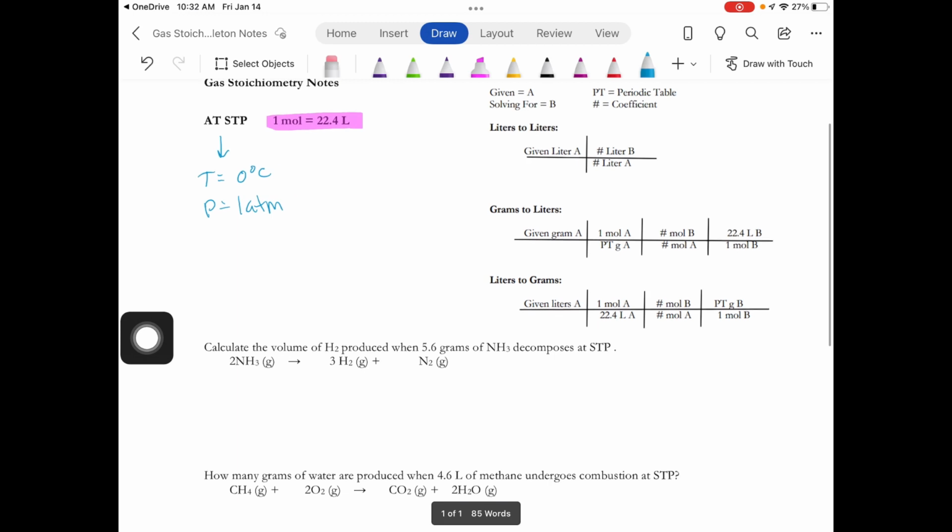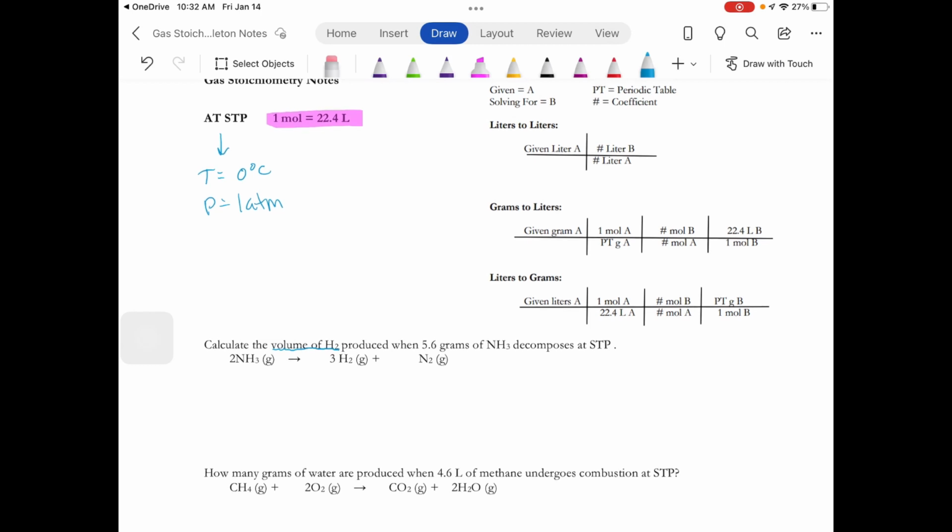So we're going to calculate the volume. We want to know the volume of H2 produced when 5.6 grams of the NH3 decomposes. So this means that it's going from grams to liters because you have grams and you want to know the volume. So grams to liters is right here. So we're going to start with our given grams of A. So we had 5.6 grams of NH3.